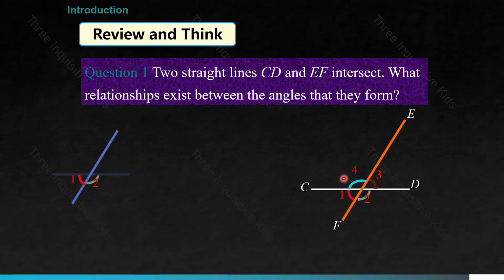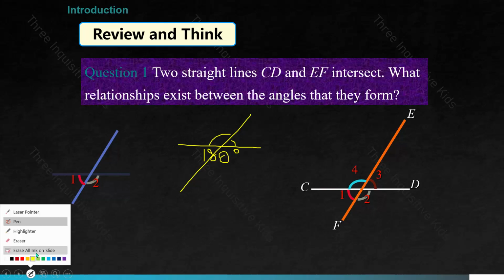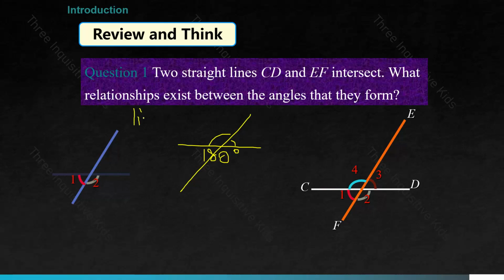A linear pair is when a straight angle, which is 180 degrees, has a line running through it that cuts it into two separate angles. And these two separate angles add up to 180 degrees as well. So that is the definition of a linear pair.